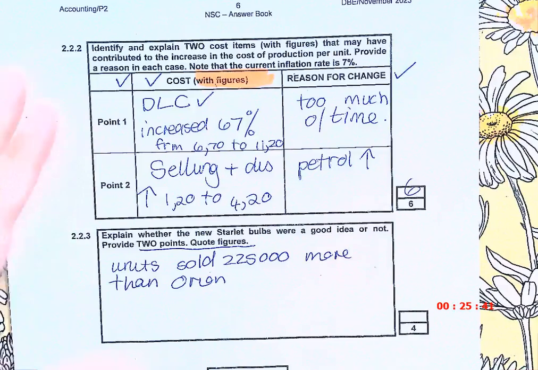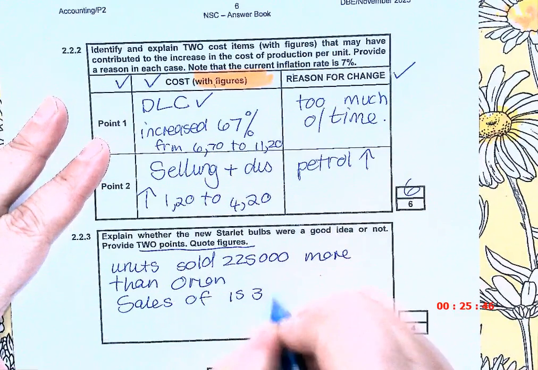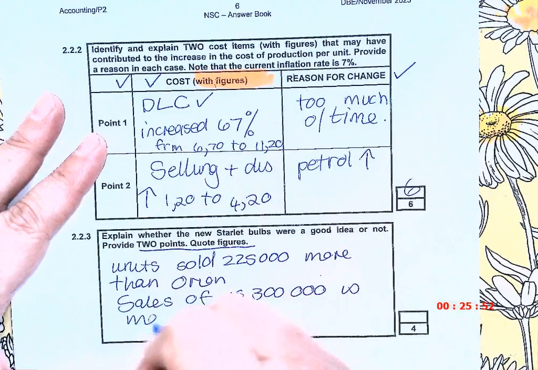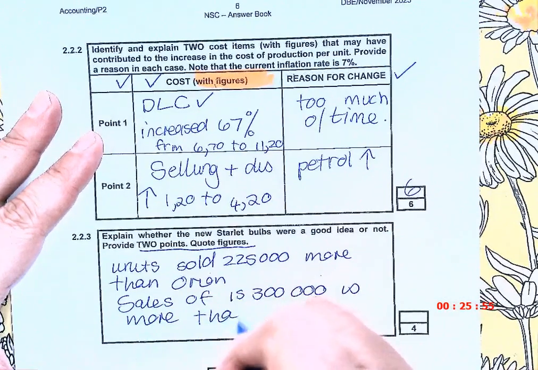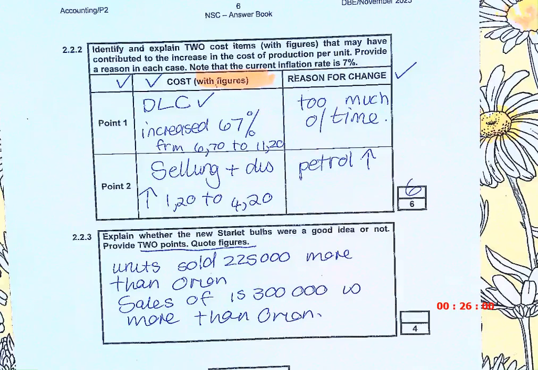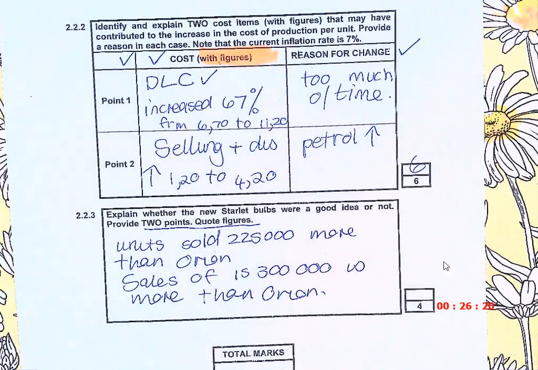Now you can decide. Am I going to say the sales of 15,300 more than Orion is more than that of Orion? Or you can say the selling price per unit is more than that of Orion, but that doesn't matter if we don't sell enough. I would do those two. You can also say, yeah, no, I won't even go into the costing. I would just do that. And there you got 4 marks. Do you think you can do it?